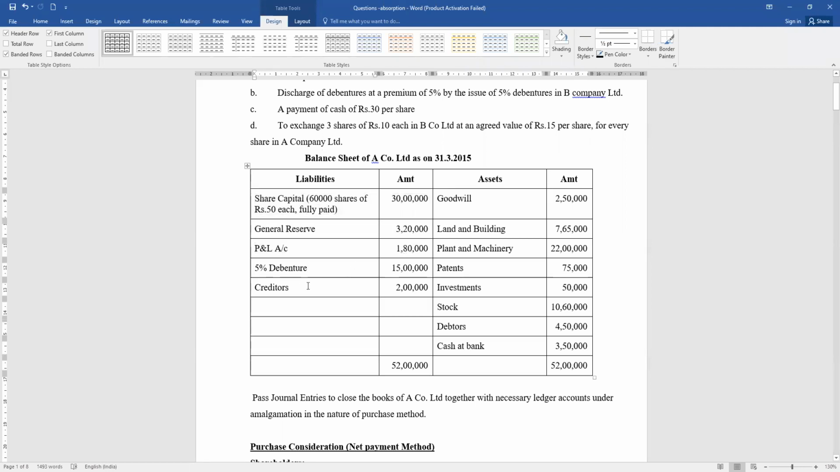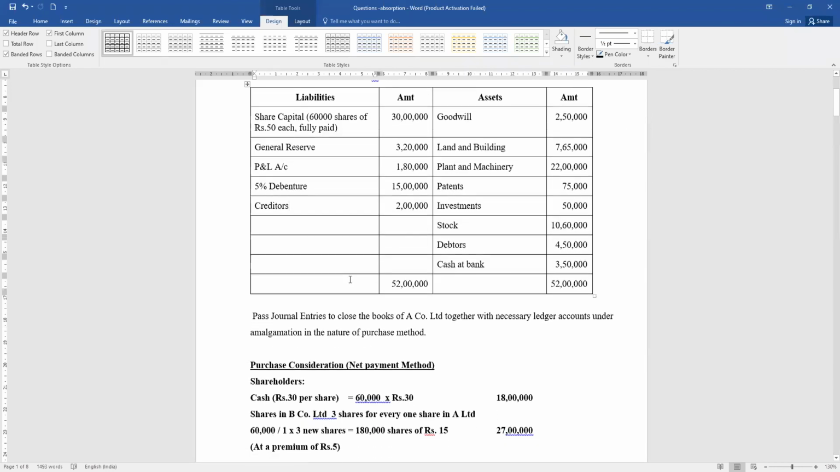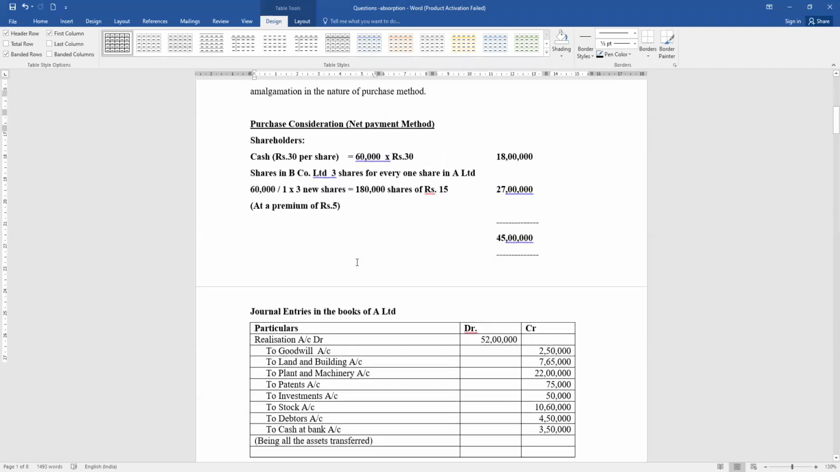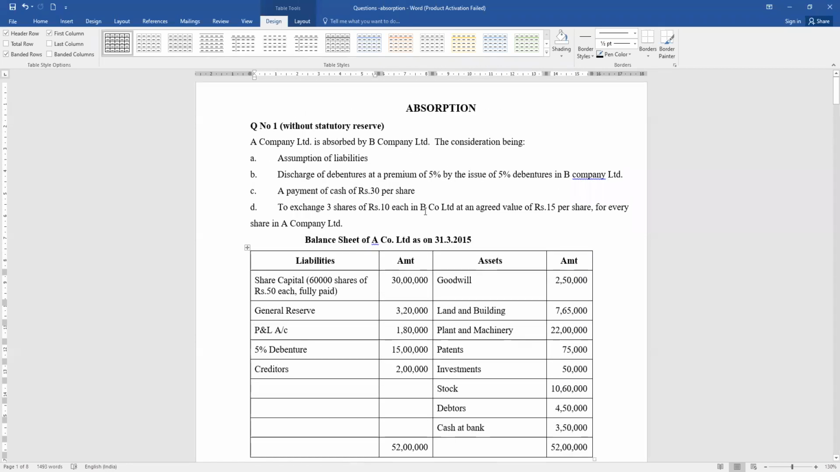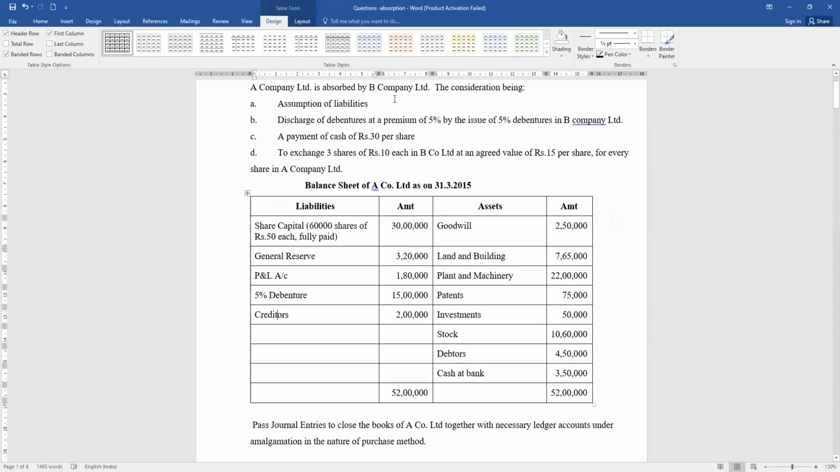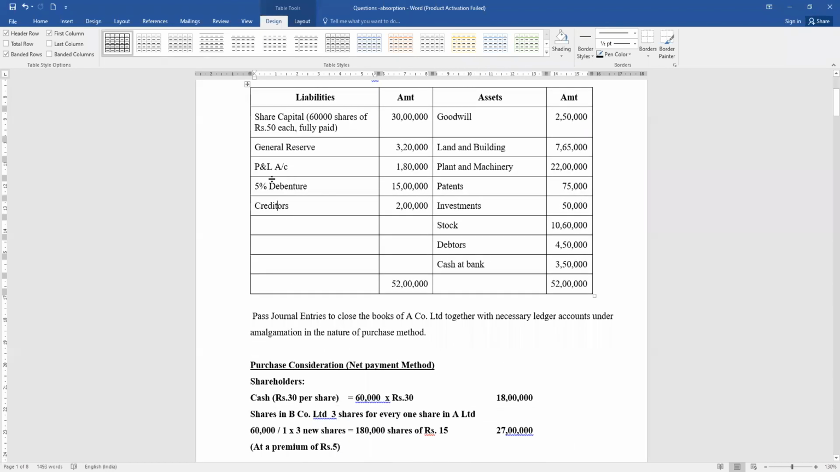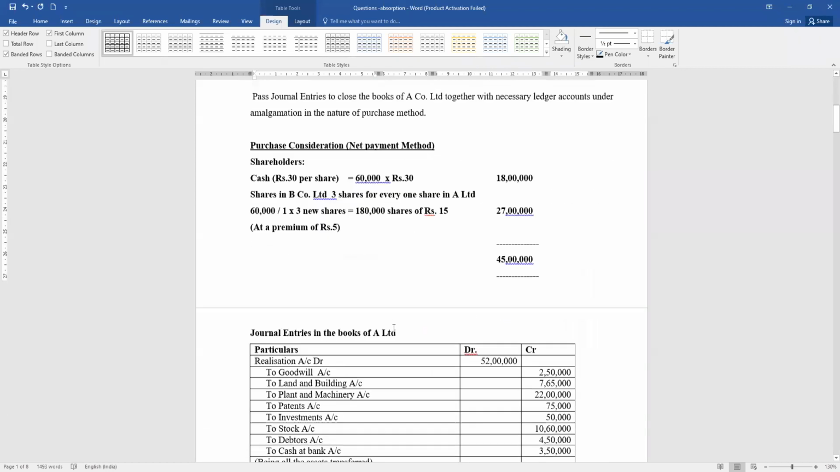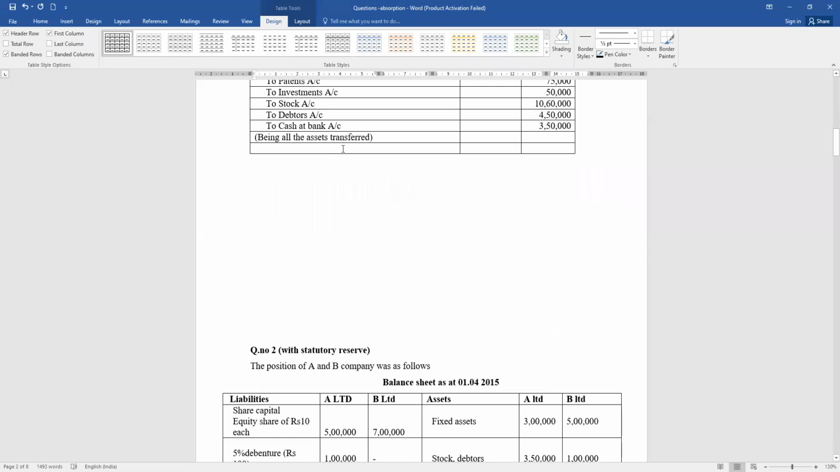Debentures are outsiders and creditors also outsiders. That is third party liability. You have to transfer debentures as well as creditors. Okay. And very important, if any revaluation is given, don't worry about it. Whatever the revaluation and settlement, everything you have to consider in the purchasing company, not in the selling company. So we will be taking only debentures and creditors. Both should be transferred.